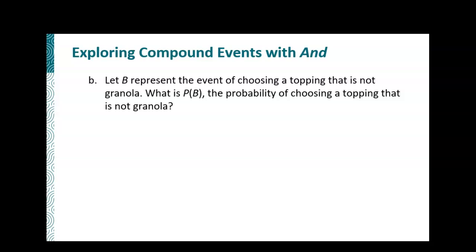Xavion, can you give me the probability of event B, which is not choosing granola? 2 over 3, good job. Why is it 2 over 3? Because there's 2 toppings that are not granola, right? Out of how many total? 3. Okay, good. Repeat it. So there's 2 options that are not granola, and there's 3 total options to choose for toppings. So that's why it's 2 over 3.